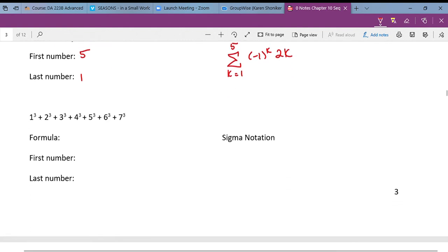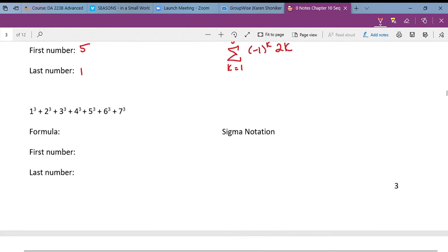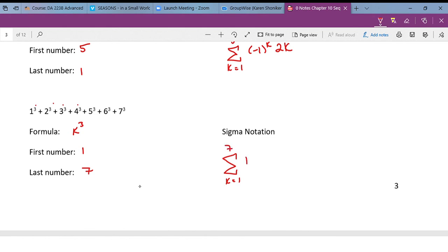And then this last one, you could pause the video and try this one, or just keep going with it. So I noticed that the exponent stays the same. It's always a 3. It's your base that goes 1, 2, 3, 4, 5, 6, 7. So my formula is going to be k cubed, where my first number is going to be where k is 1. My last number is going to be where k is 7. And this is my sigma notation. K equals 1 up to k equals 7 for the equation k cubed.